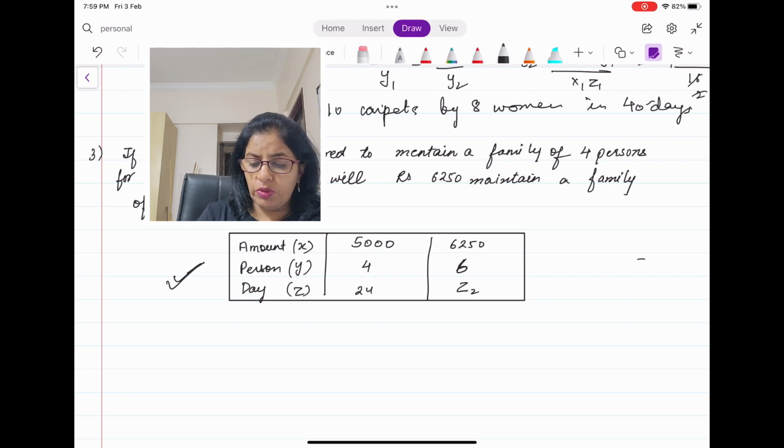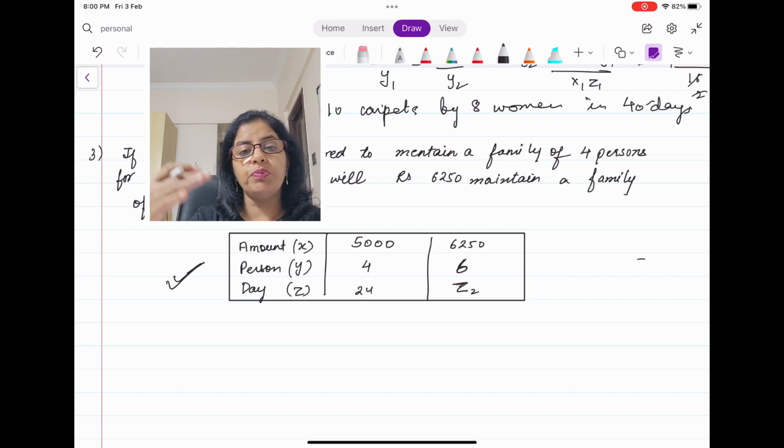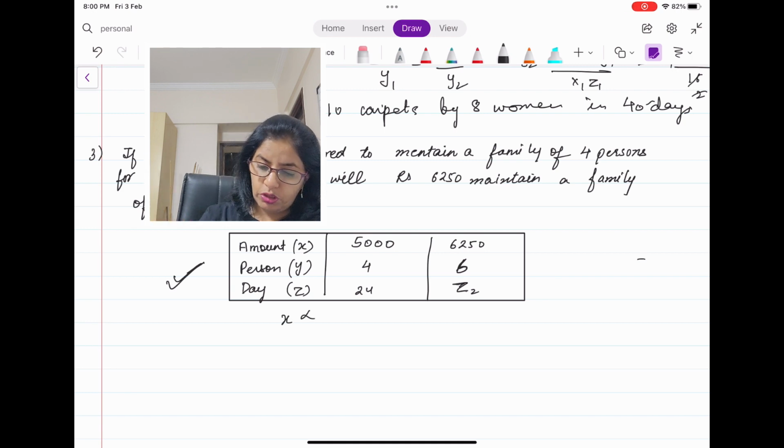Here amount we are taking as x, persons as y, and days as z. 5,000 is required to maintain a family of 4 persons for 24 days. How long will 6,250 maintain a family of 6 persons? How long? That means z2 is what we are supposed to find out. If the amount is fixed and the number of people increases, what is the relationship? If you increase the amount, you can maintain more people, right? If the amount is less, you will maintain fewer people. So x is directly proportional to y.